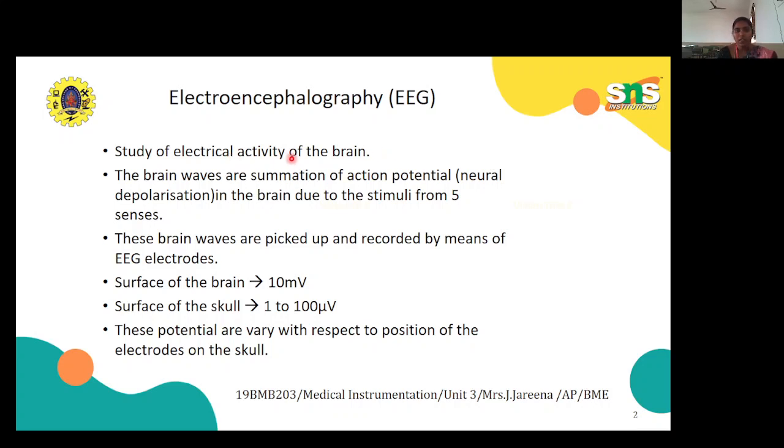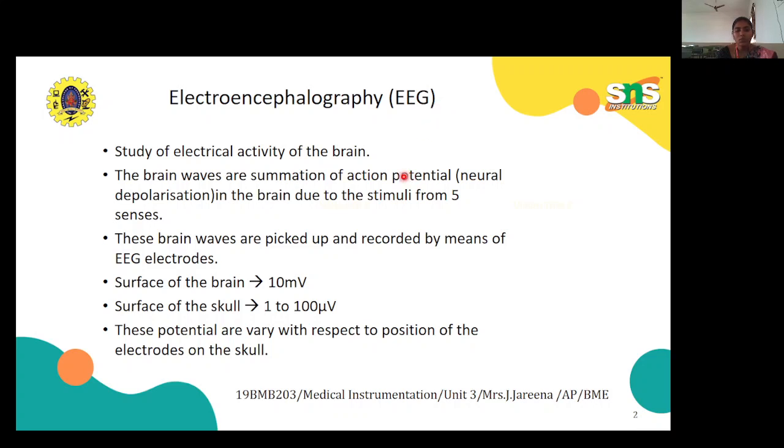Here, the electrical activity means we are measuring the summation of action potentials generated by the millions of neurons present in the brain. By analyzing those action potentials, we come to know the function of the brain. So that is all about what EEG is.